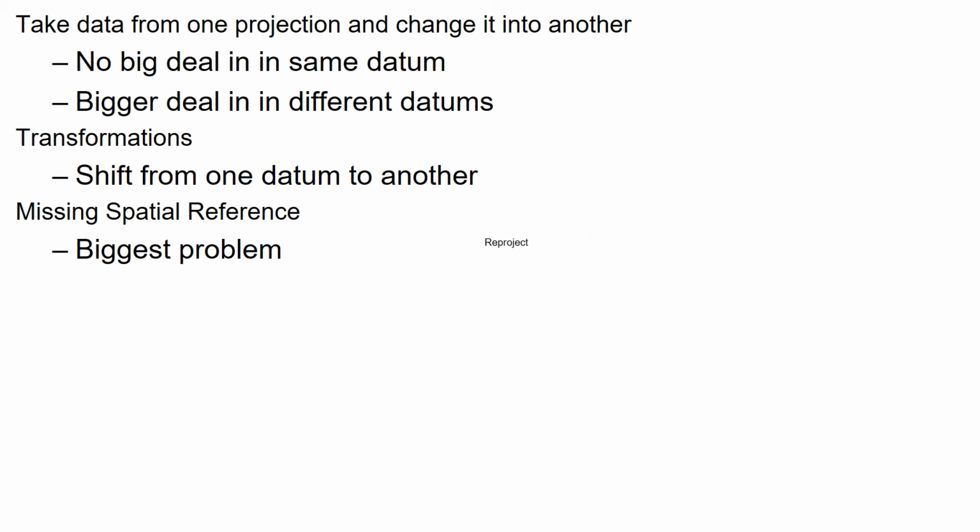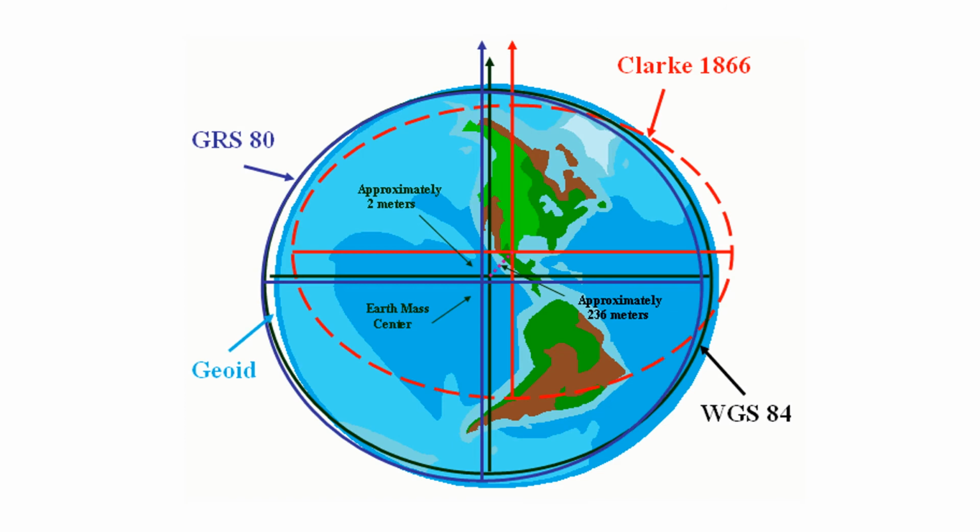If you take data from one projection and change it to another, it's not really a big deal if they're in the same datum. It's a slightly bigger deal if they're in different datums. That requires an additional step called a transformation. That's when you shift from one datum to another. A bigger problem is when you lack spatial reference information at all, in which case you then have to figure out what that is.